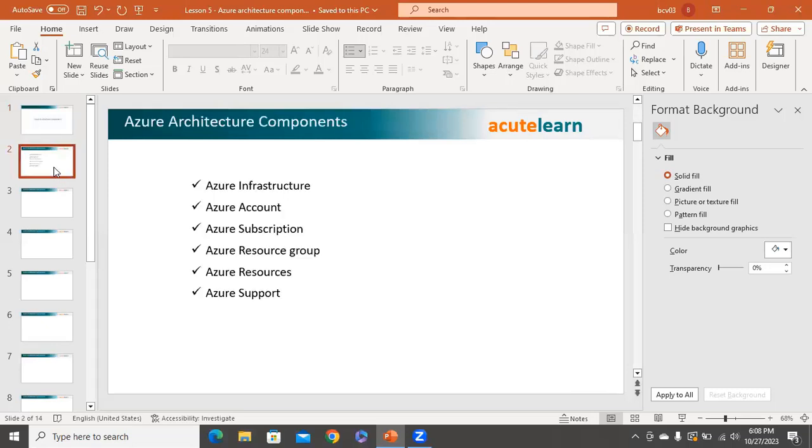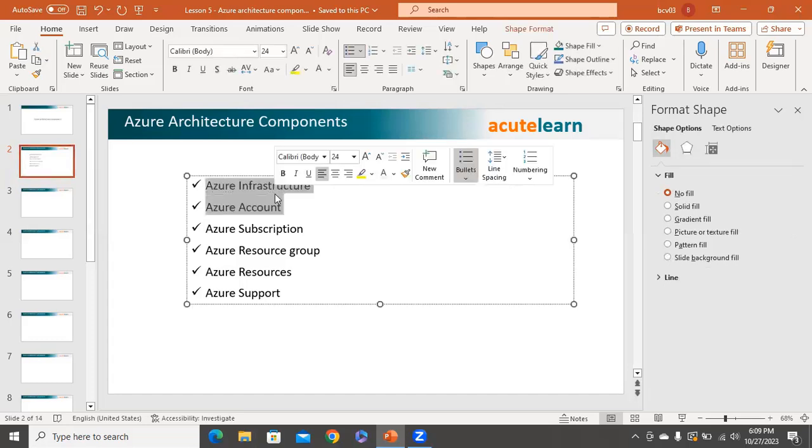So we'll understand Azure infrastructure. We'll understand Azure account, subscriptions, resource groups, what those resources are, and we'll try to understand what support is available from Microsoft. So we'll try to understand Azure infrastructure first.